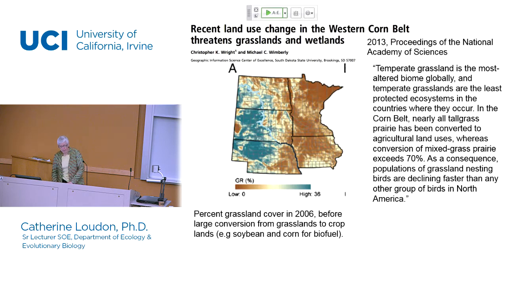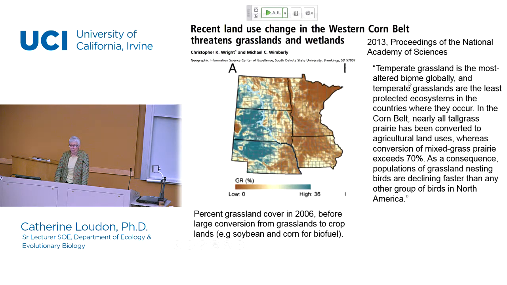This is an example of a recent paper on this topic published in the Proceedings of the National Academy of Sciences that came out fairly recently. The title is Recent Land Use Change in the Western Corn Belt Threatens the Grasslands and the Wetlands. Since we're talking about the grasslands, we'll just focus on that. So this is one of the figures, a map, to show you what part of the country we're talking about here. These 5 states here make up the so-called Western Corn Belt. If you're not familiar with this part of the country, this is North Dakota, South Dakota, Nebraska, Minnesota, and then Iowa down here. So I pulled a quote from this paper, so I'll just go ahead and read that.